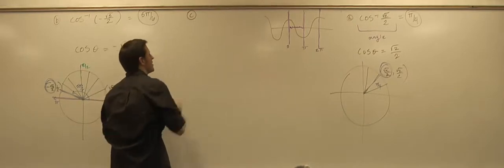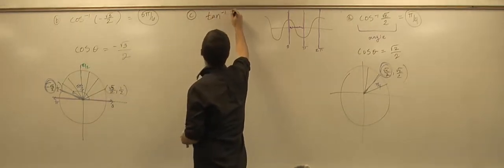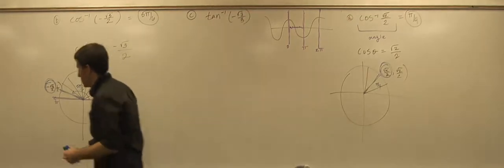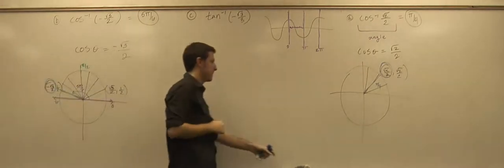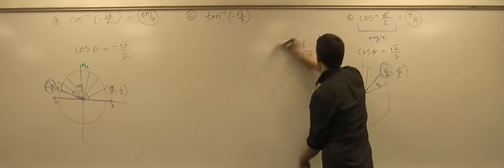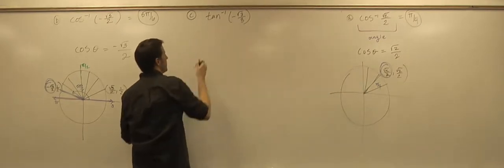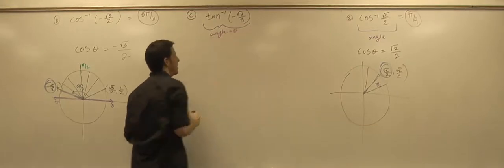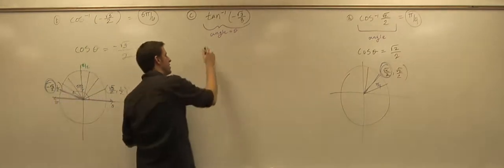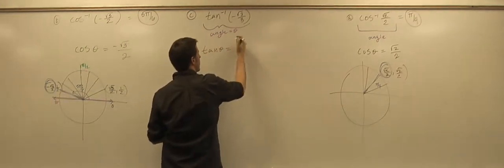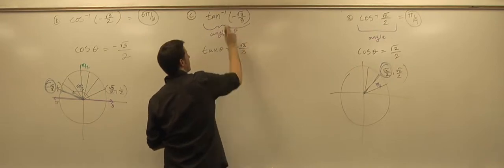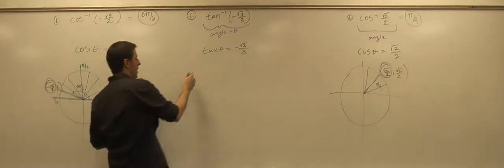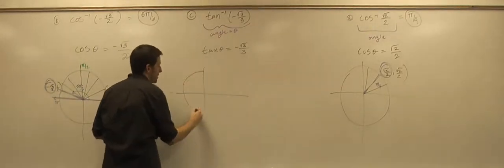Last one here. Tan inverse of negative root 3 over 3. Whenever you do an inverse function, this is going to give you some angle theta. And we just need to solve the equation tan theta equals negative root 3 over 3. We need to figure out where regular tangent is equal to this number. It helps on these problems to have your tangent values memorized so you don't have to do a bunch of annoying calculations.